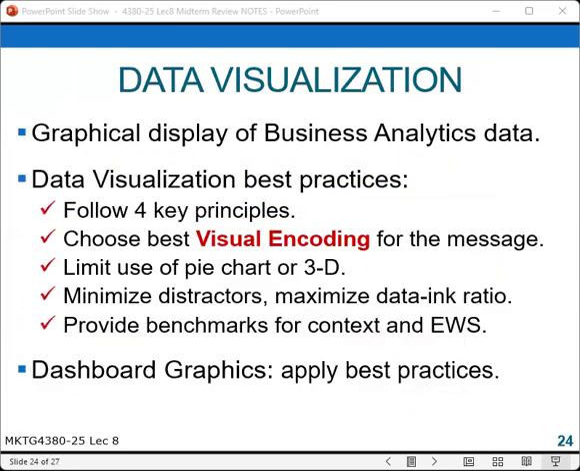This is where we looked at dashboards, developing dashboards. There were our key principles, our best practices, basically. Starting off with the 4 key principles there. We want to determine the message, choose the best type of encoding. We want to increase our data to ink ratio, so less ink, more data shown on the visualizations. Minimize the distractors, provide benchmarks. It's important to know whatever we're seeing, is it good or not? So we get that from including benchmarks.